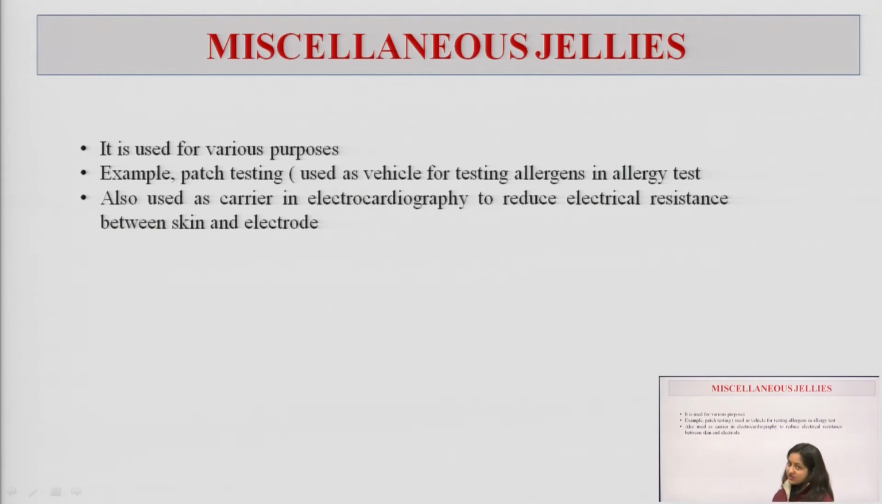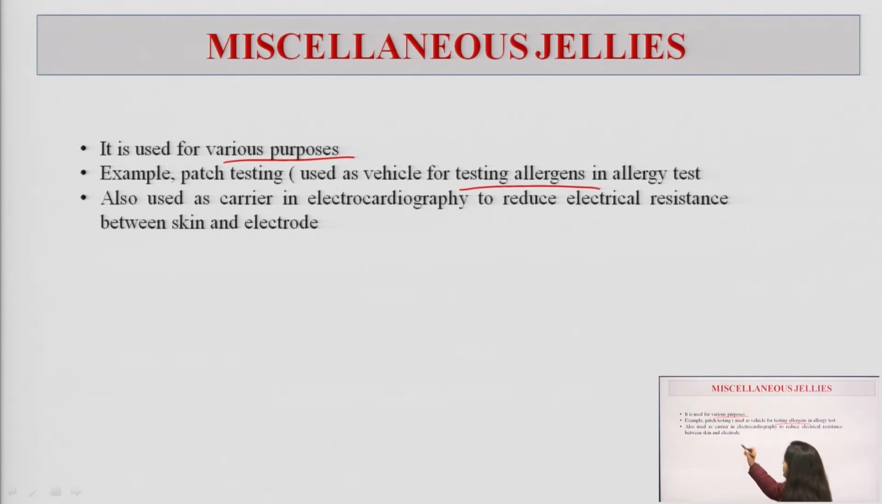Now, there is another type known as miscellaneous jellies. Miscellaneous jellies, as I just said, can be useful for any other purposes, or they have a major range of purposes. They are useful for patch testing: whenever we want to undergo patch testing, for adhering that patch onto a particular area, we use miscellaneous jellies that are free from any sort of API.